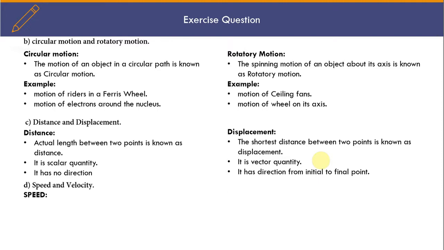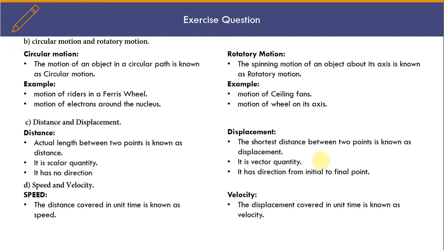D है speed and velocity. The distance covered in a unit time is known as speed. The displacement covered in a unit time is known as velocity. Speed is equal to distance by time और velocity is equal to displacement by time.